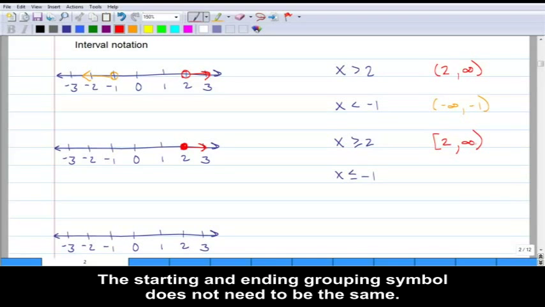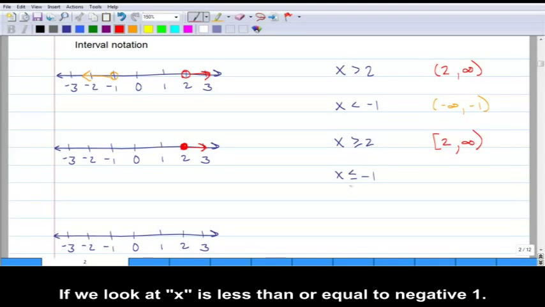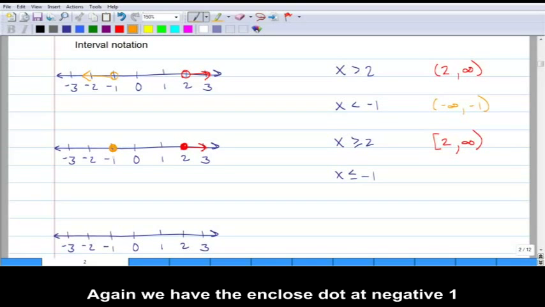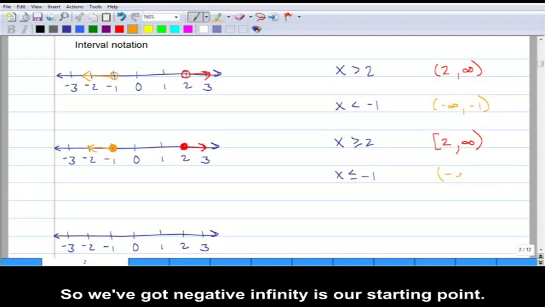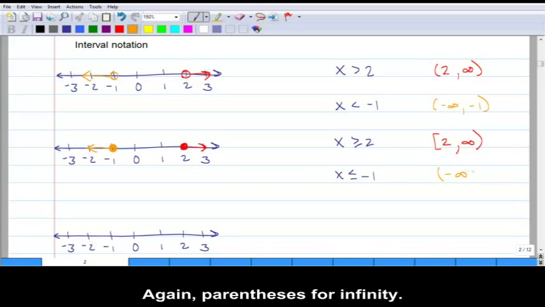The starting and ending grouping symbol does not need to be the same. If we look at x is less than or equal to -1, again, we have a closed dot at -1, and we are moving backwards off of this point. So we've got -infinity as our starting point, again, parentheses for infinity. And then we're going up to -1, so that is going to get the bracket. That's the point that's included.